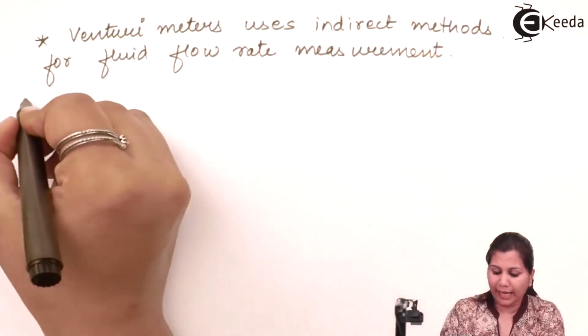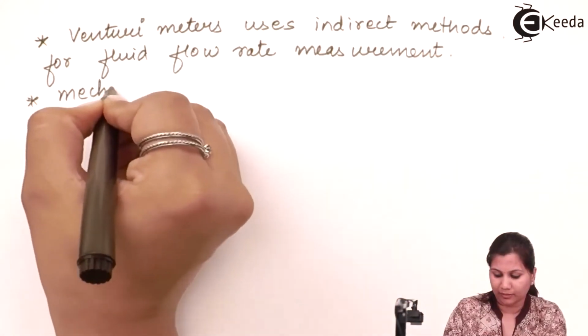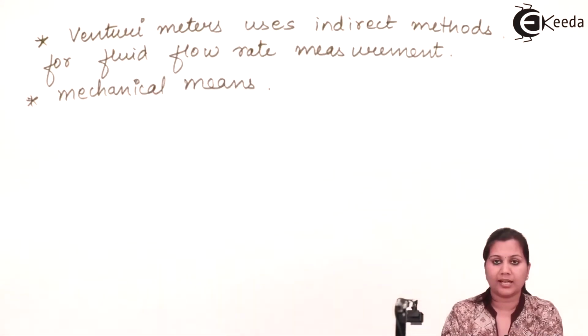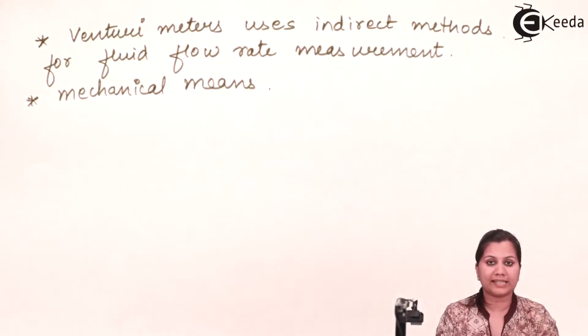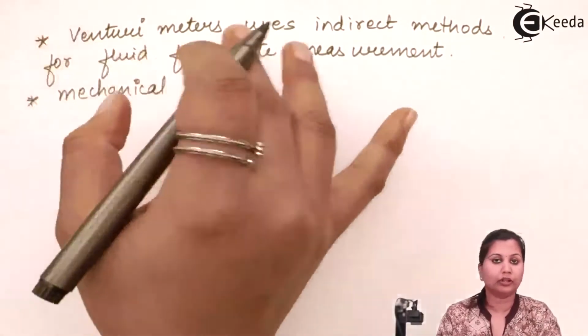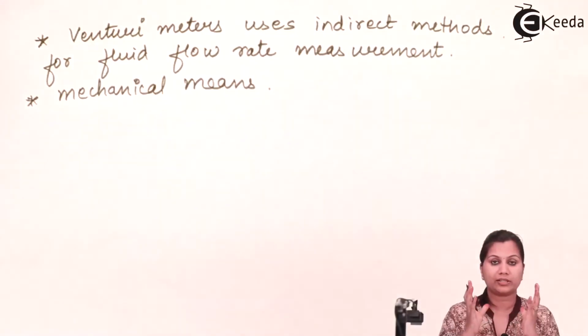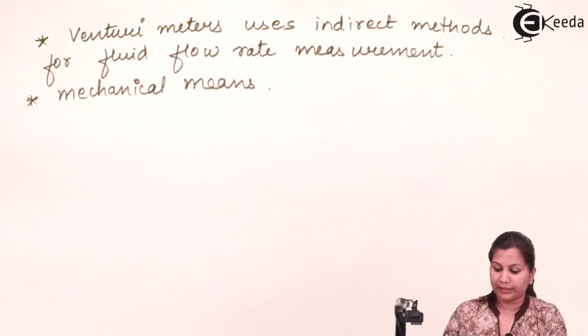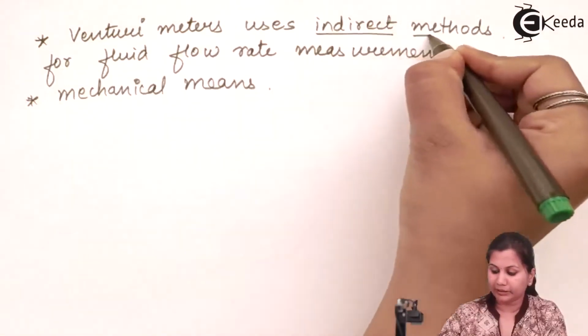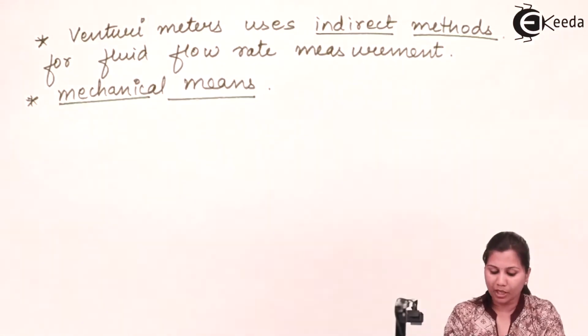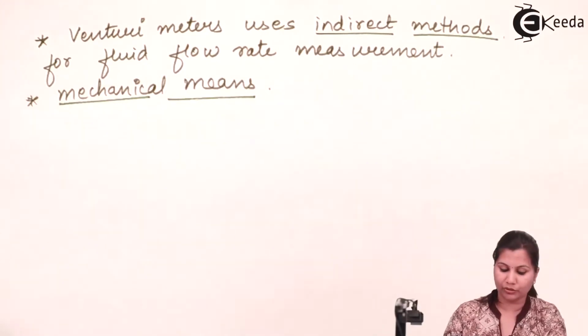And they are the mechanical means of measurement. Mechanical means that these Venturi meters are acting as primary sensing elements for the measurement of the flow rate. The construction of this Venturi tube is such that it is acting as an obstacle. So it has an indirect method and a mechanical means of measurement of the flow rate. This was just an introduction about the Venturi meters or the Venturi tubes.